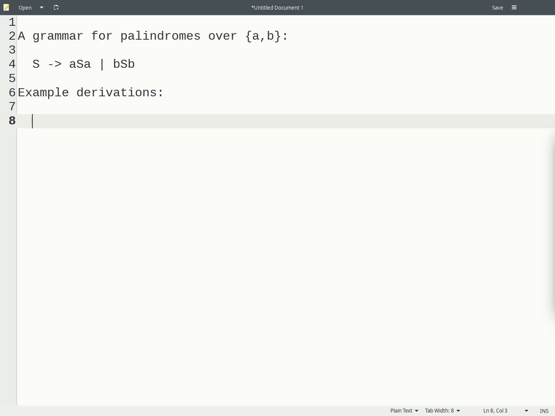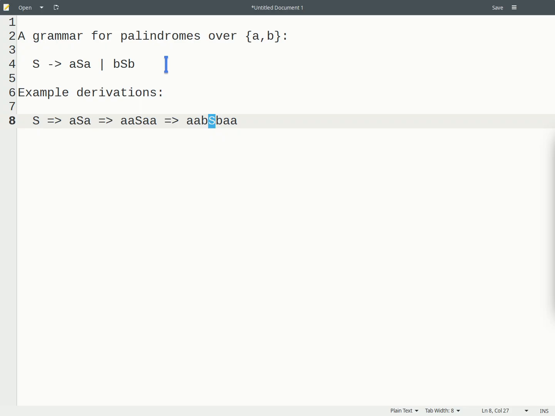Now what can we do with these 2 rules? From S we can derive ASA. If we apply the first rule again, we get AASAA. And if we apply the second rule, then we get AABSBAA. So this already looks very much like a palindrome, but it's not yet the terminal word because we still have this variable S in the middle.